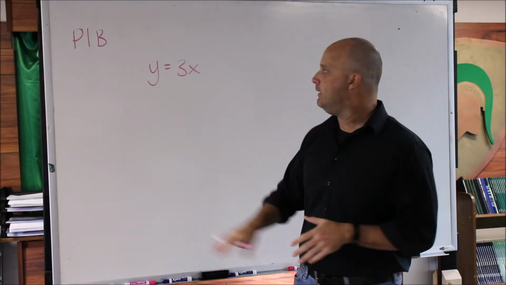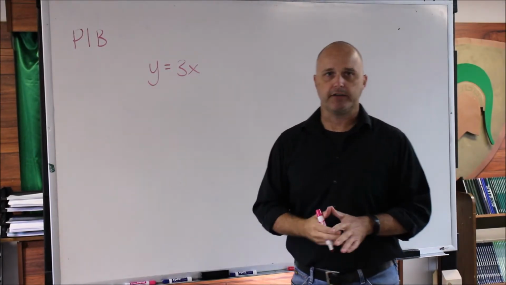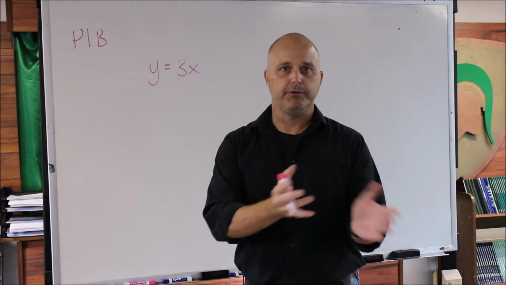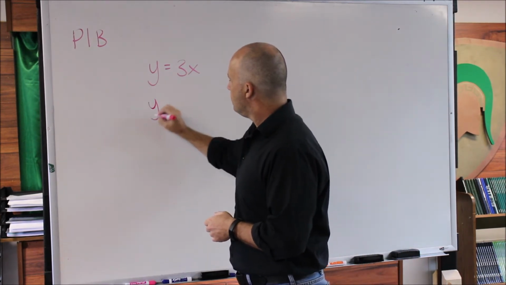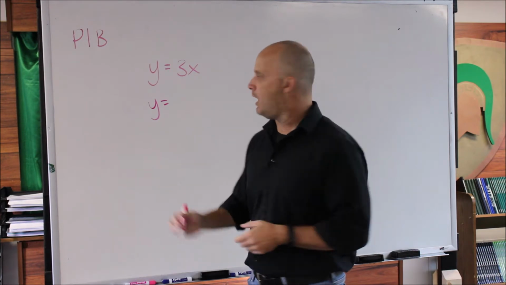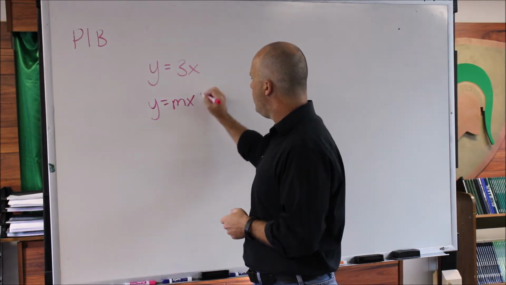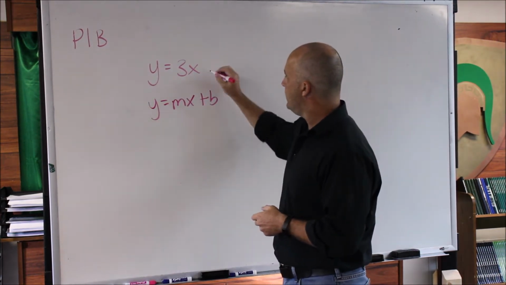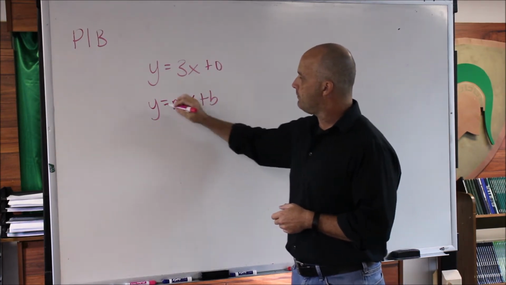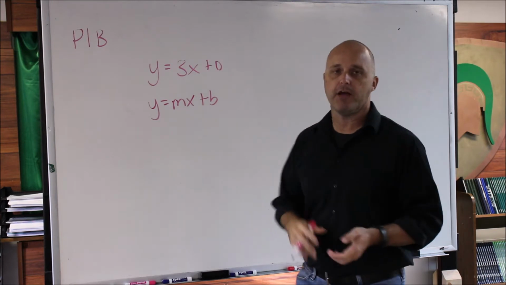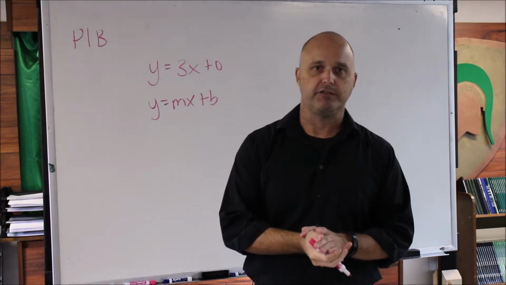For problem 1b, you can see that we're given y equals 3x. Now, if you go back to when we were doing linear functions, you'll remember that the slope-intercept form of a line is y equals mx plus b. So this 3x is just 3x plus 0. So what you can see here is we've got something that's in the form of slope-intercept, and slope-intercept tells us that this is a linear function.